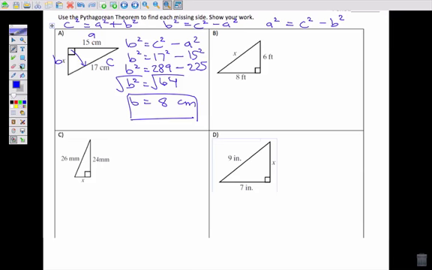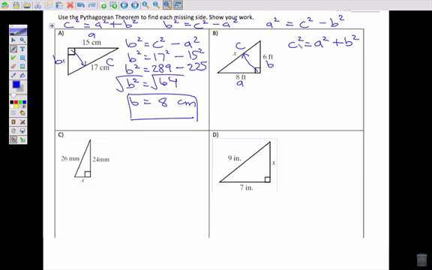All right, on to the next. Remember, we're going to start by labeling our sides. Across from the right angle is the C side. I'm going to call this one my A and this one my B. Now, I'm trying to find C, so I'm going to use C squared is equal to A squared plus B squared.